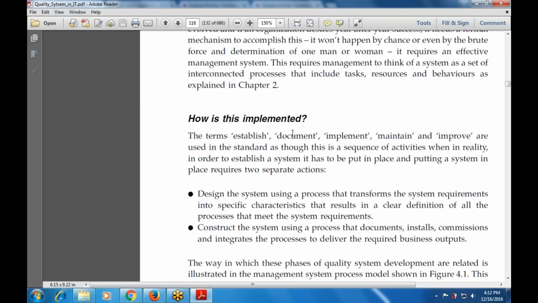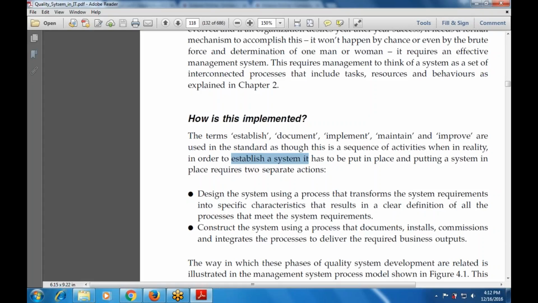Now, how is it implemented? There are words used for implementation: establish, document, implement, maintain and improve. These are used in the standard as a sequence of activities. In reality, in order to establish a system, it has to be put in place, and putting a system in place requires two separate actions.